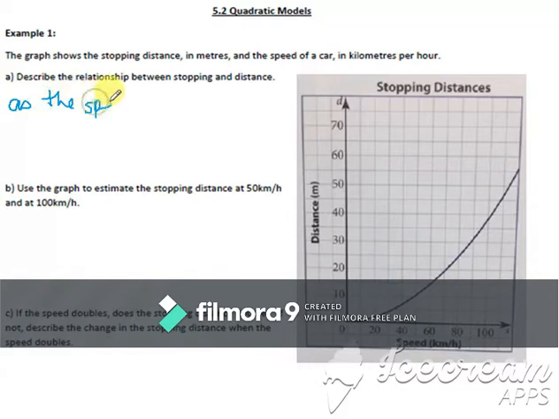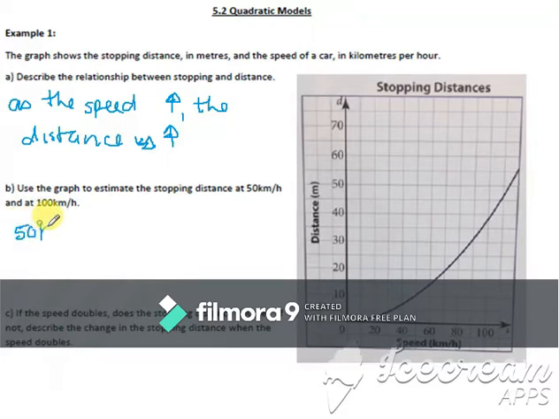So as the speed increases, the distance increases. Here we go. Okay. Use the graph to estimate the stopping distance at 50 kilometers per hour and at 100 kilometers per hour. Okay. So at 50 kilometers per hour, and then 100 kilometers per hour.